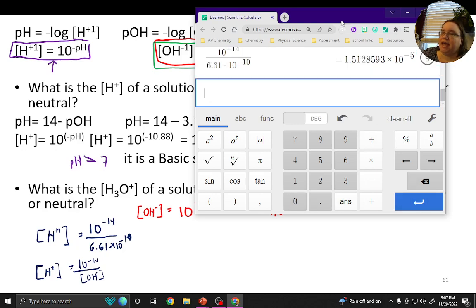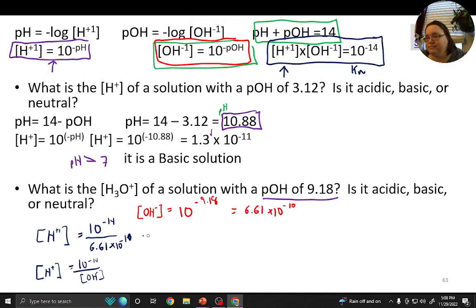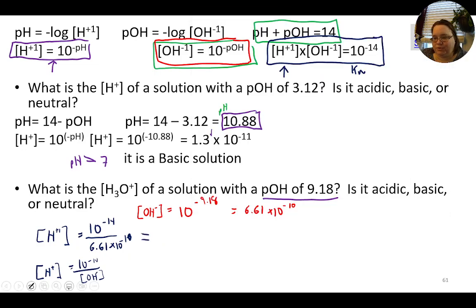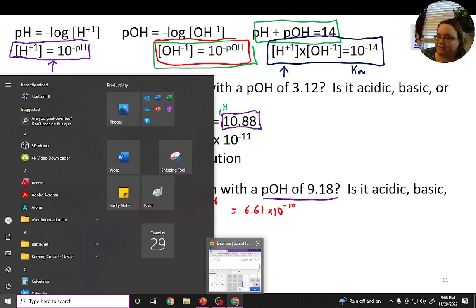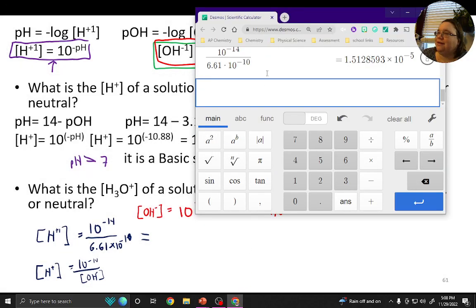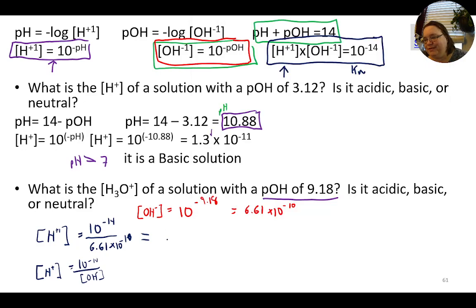So, handy dandy calculator tells me that my hydrogen ion concentration is 1.51 times 10 to the negative 5th. This is the downside of using an online calculator.